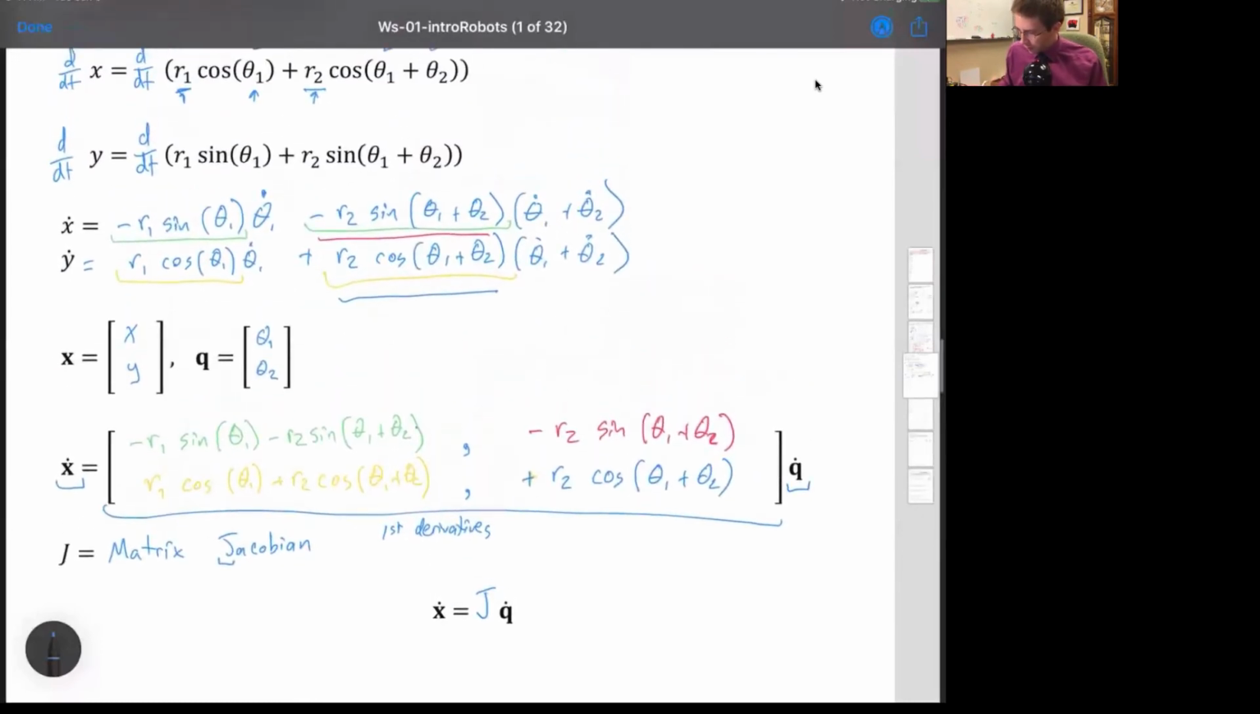And so now we know if I move this joint at a certain speed, if I move theta 1, how fast does my end effector move? One of the things you'll notice is that this J is time varying. J is really a function of theta 1 and theta 2. So you have to recalculate your Jacobian based on what configuration your robot is in. But it's a linear relationship between how fast you move the motors and how fast the end effector moves.